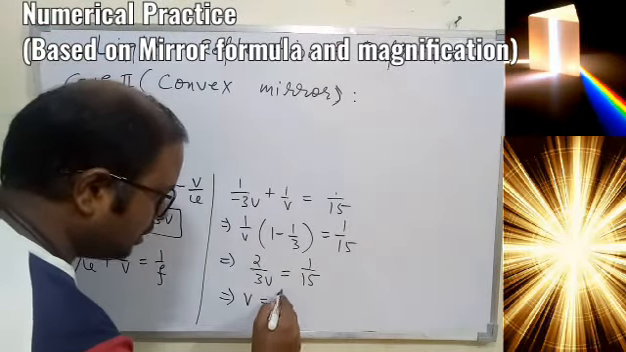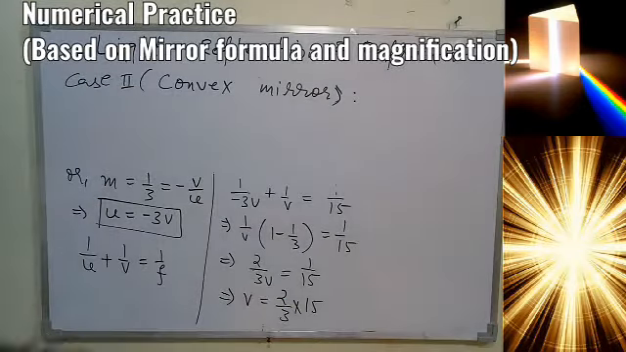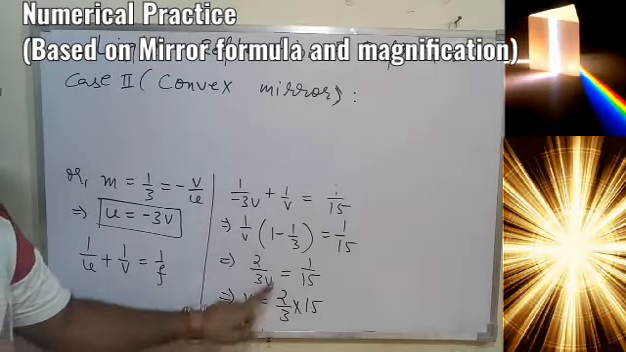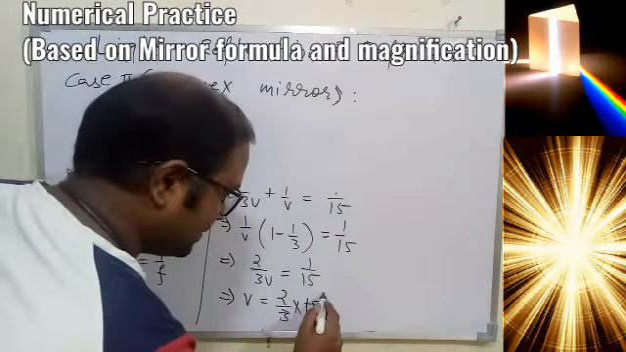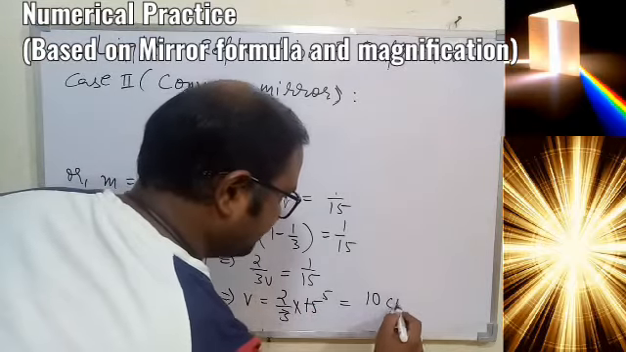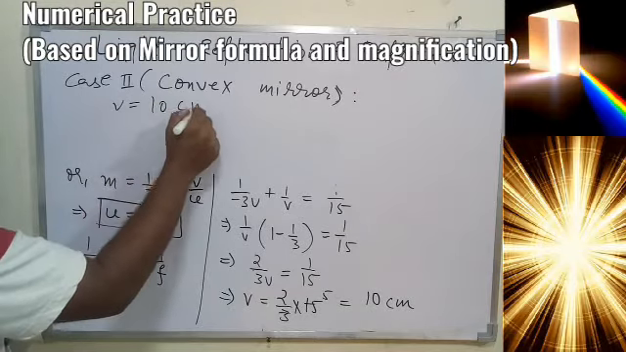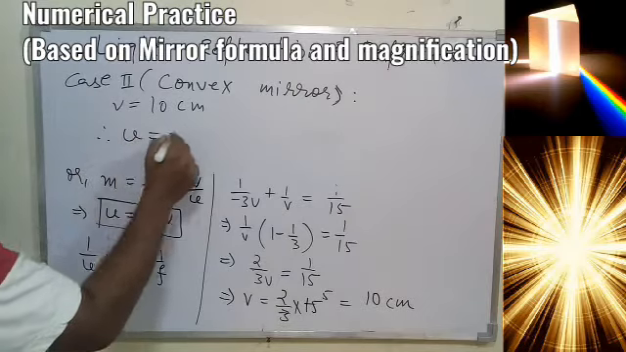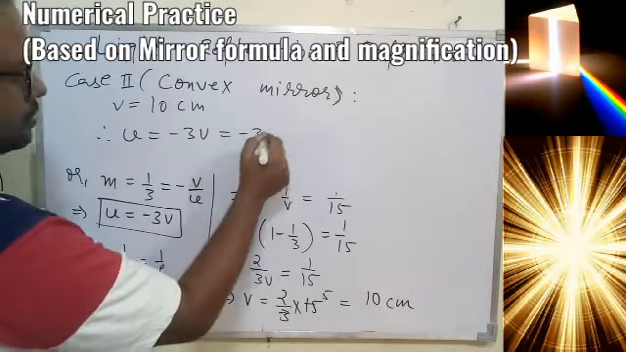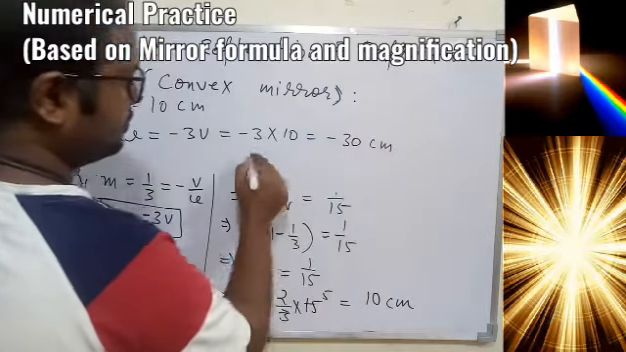So v will be how much? 2 upon 3 into 15. Again we will come this side. 2 upon 3 will remain as it is. 1 by 15 will become 15. And 3 5s are 15, 5 2s are 10. So we got v is equal to 10 centimeter. Now positive, you know, image is virtual. Therefore u is equal to minus 3v, minus 3 into 10, minus 30 centimeter.